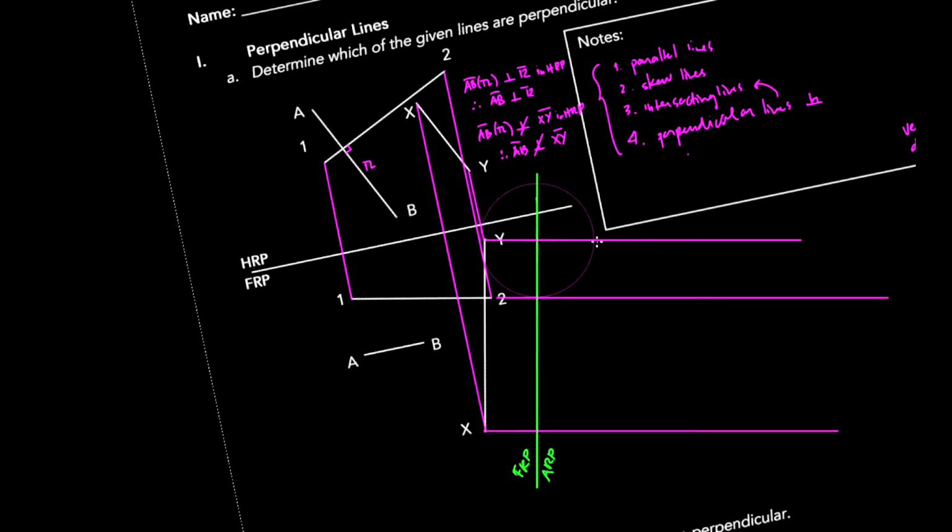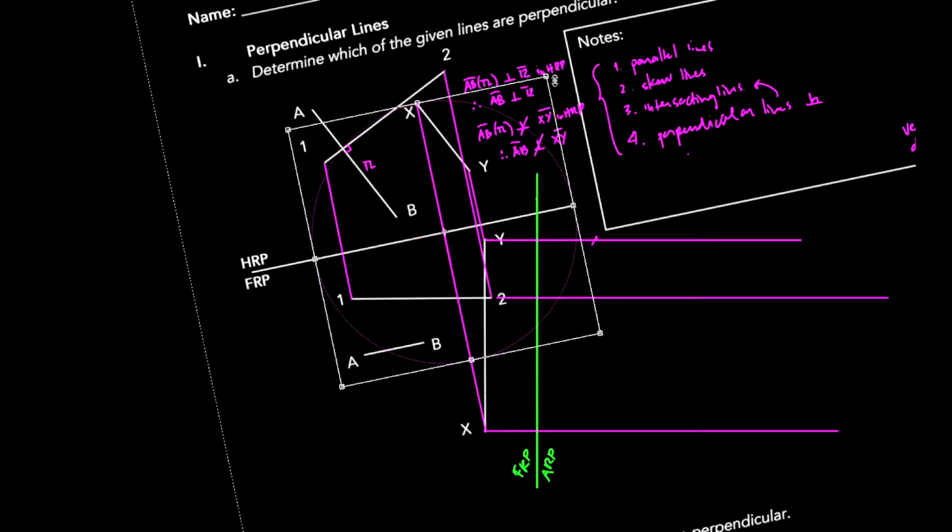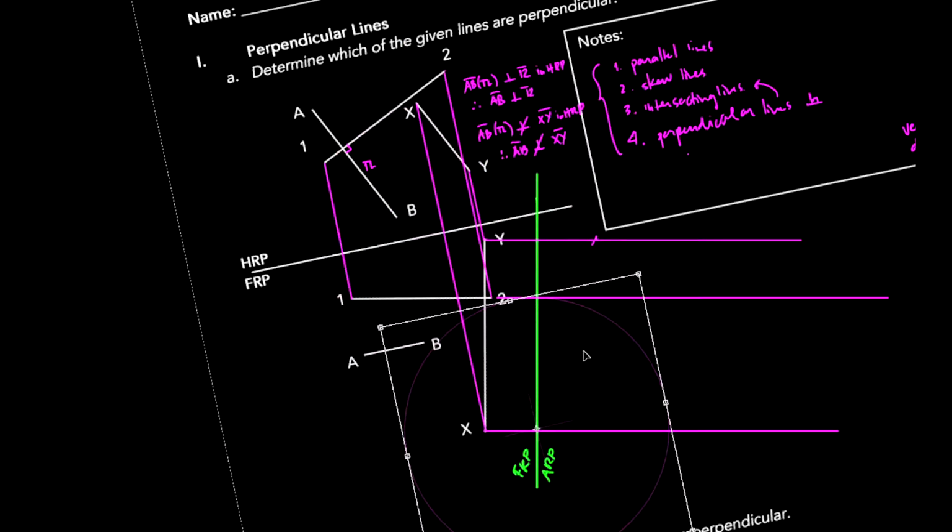Okay? So let's do Y. Tapos X. Okay? So we have X and Y. X. Tapos last is 1 and 2, no?